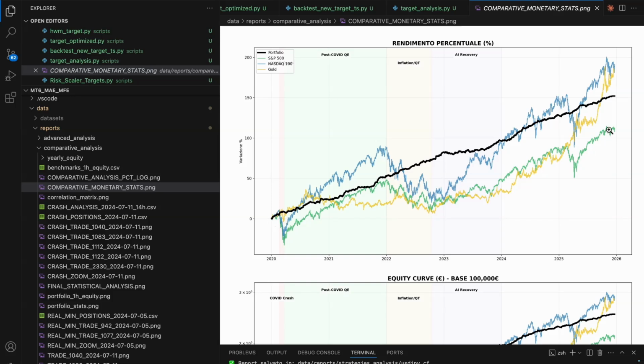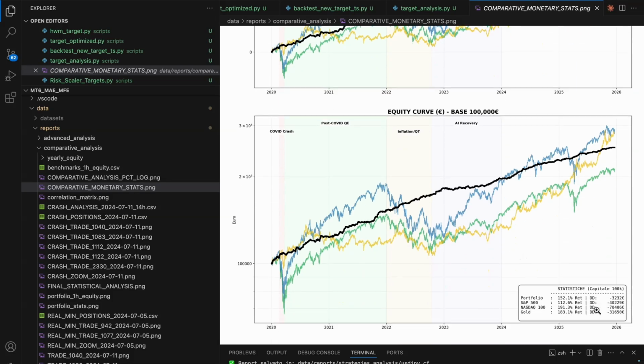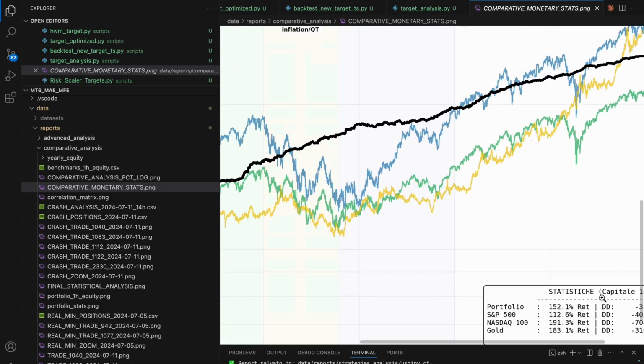And in this case, you can say, oh wait, you made less than the Nasdaq and less than the gold. Yeah, but if you see how stable my portfolio is, you'll know that you can just double the risk, still having a very low drawdown. In this case, you can see it here.